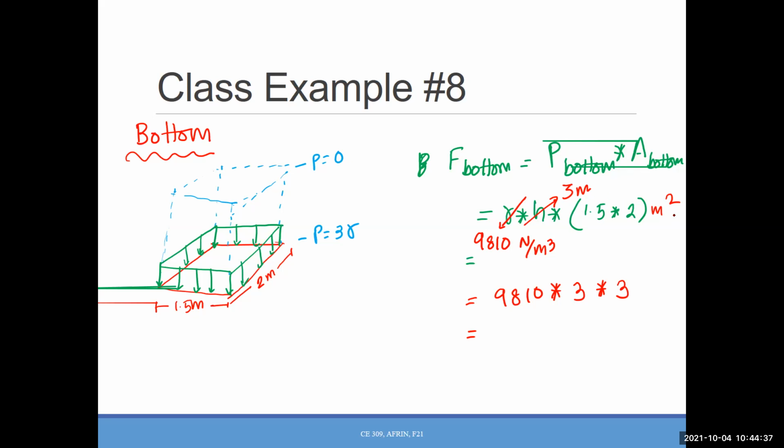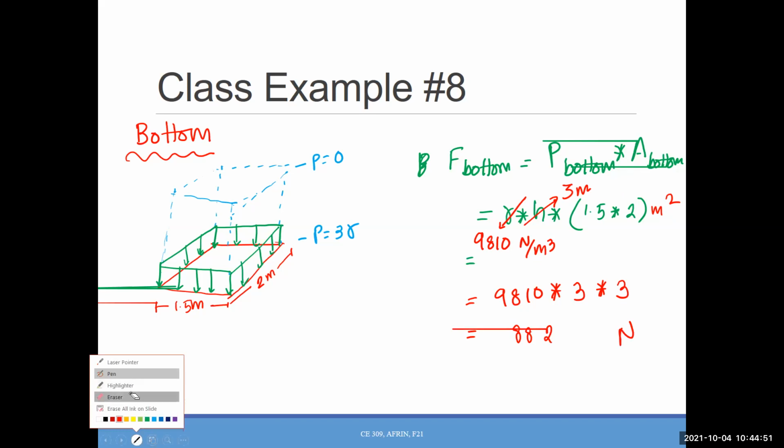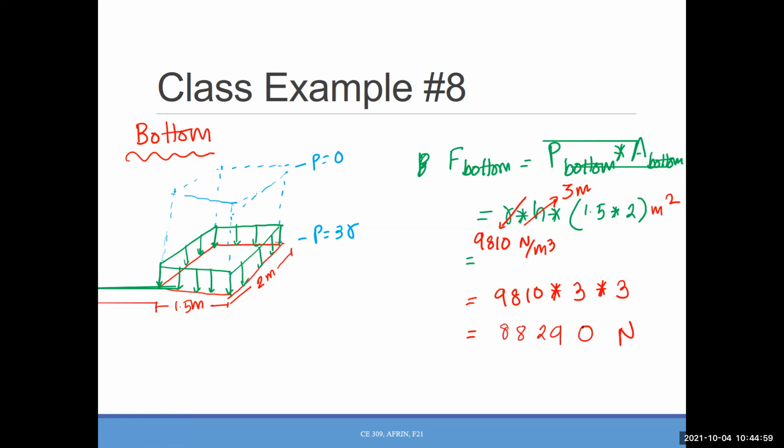So meter and meter square will be meter cube. Meter cube will get cancelled. Just newtons. And what is the number? Everyone got that? Okay, 88290. If I ask you to calculate that in kilonewton, that will be 88.29 kilonewton, right?